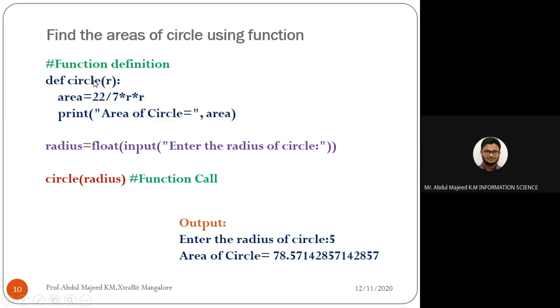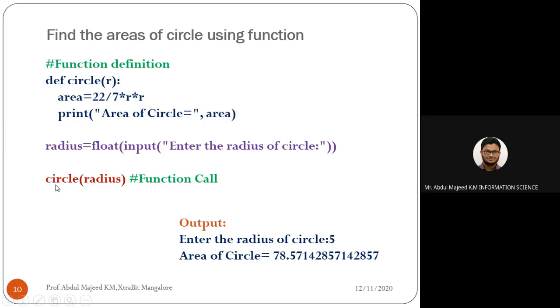So this is the function definition. Then outside the function we have to take the value from the user for radius. So we can write a message enter radius. So we will get a message enter radius of a circle. So you can enter any value. So I entered 5. Then this 5 value will be assigned to radius. So radius will become 5.